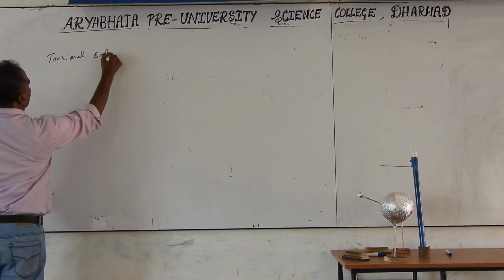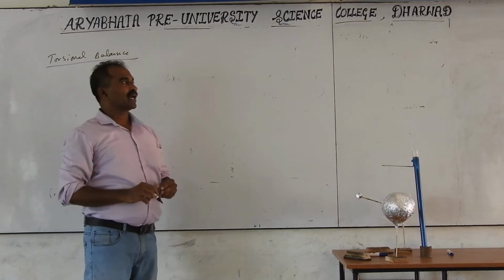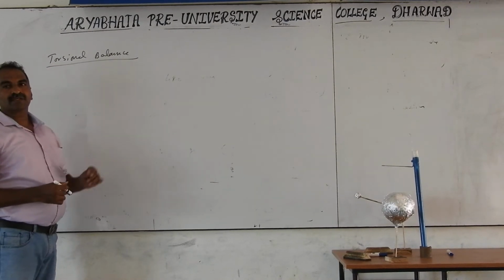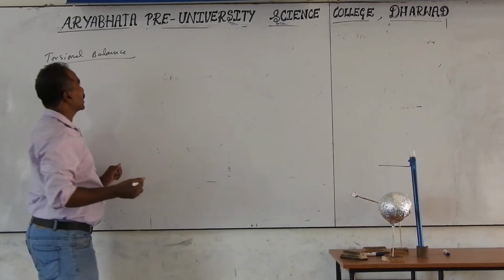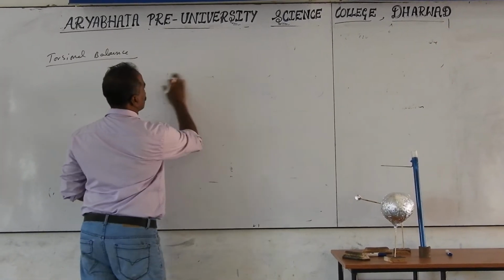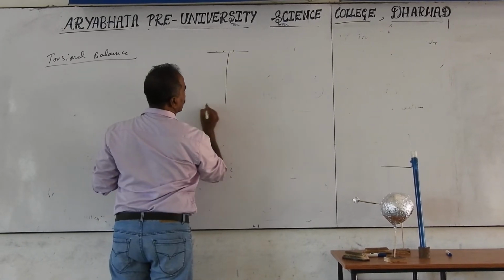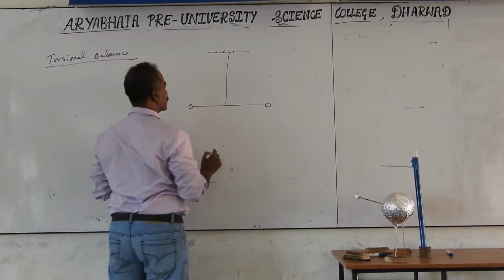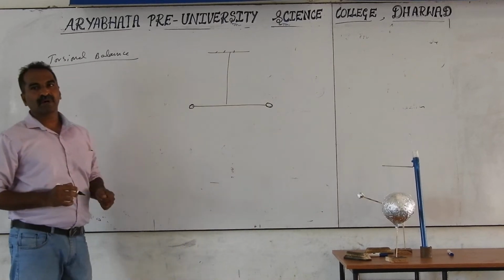Torsional balance. Coulomb used the torsional balance to get the expression for the force between charges. The Coulomb force formula was obtained with the help of the torsional balance. What does this torsional balance contain? It contains a thin insulated long rod with 2 small spheres, little brass spheres.